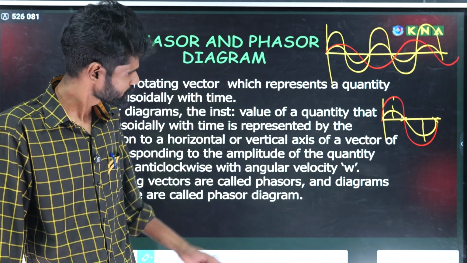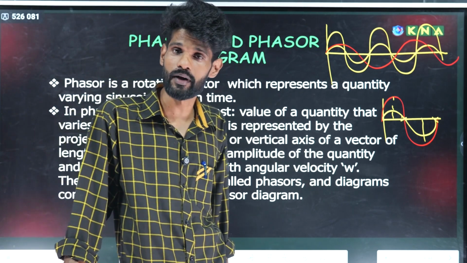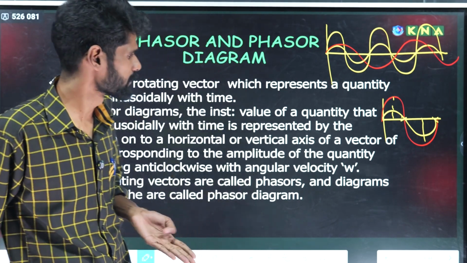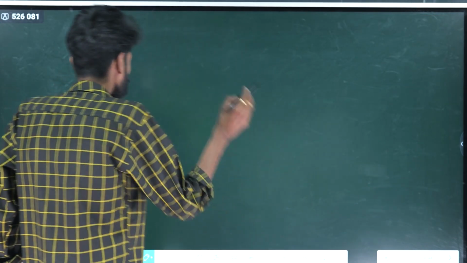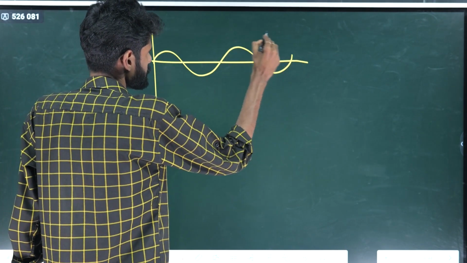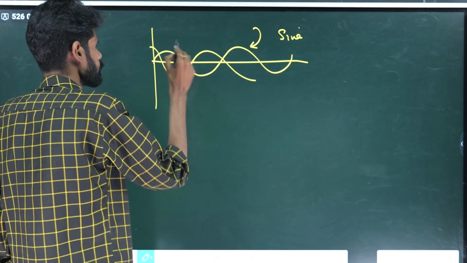So these two quantities are said to be in the same phase. When two physical quantities are compared and their maximum, minimum and zero values are not reached at the same time, those quantities are said to be out of phase. To represent out of phase quantities, consider this one. Here this is a sine signal, this is the sine function, and this one is the cosine function.